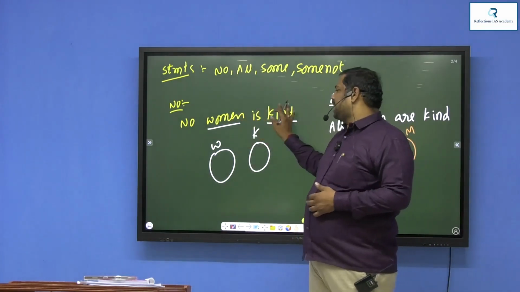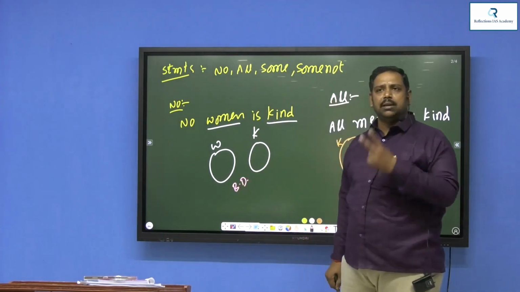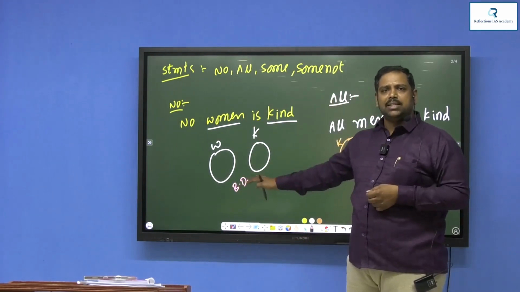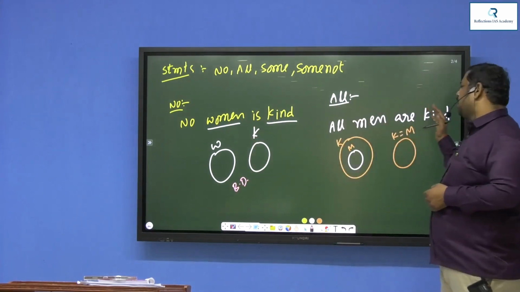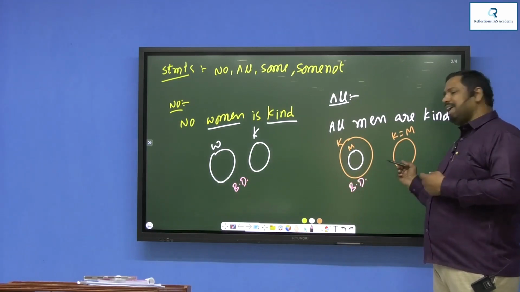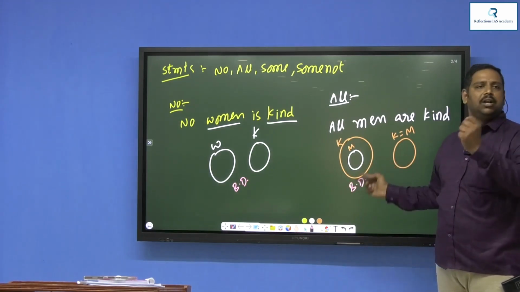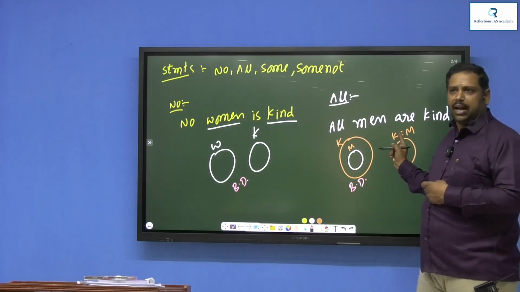So, no women is kind. This is the only diagram which we will call the basic diagram. BD means basic diagram. Right. All men are kind. This is the basic diagram. This is an alternate diagram or possible diagram.